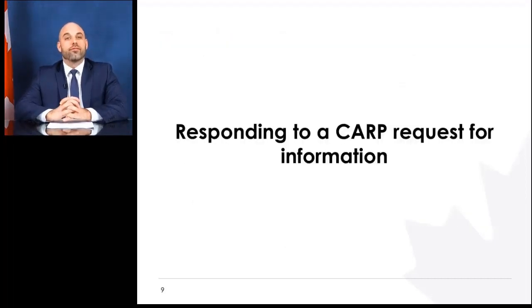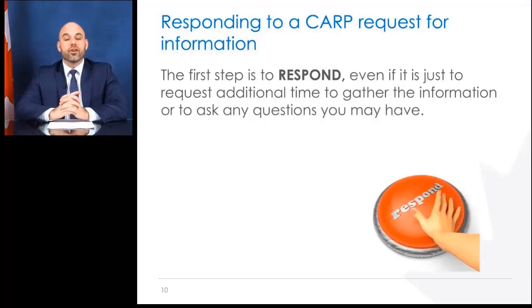Responding to a CARP request for information. The first step once you receive any correspondence from us is to respond. If you need help, we'll work with you to answer any questions or concerns you may have. If you do not respond in the time frame we have asked, it could result in an automatic reassessment. If you need more time, you can request an extension. Instructions on how to request an extension are on the letter you would have received from us.